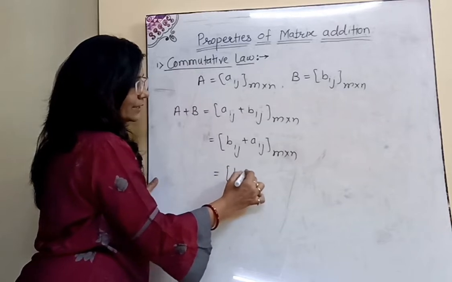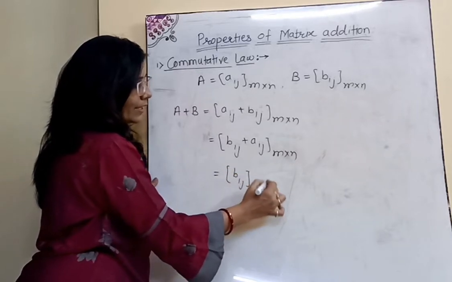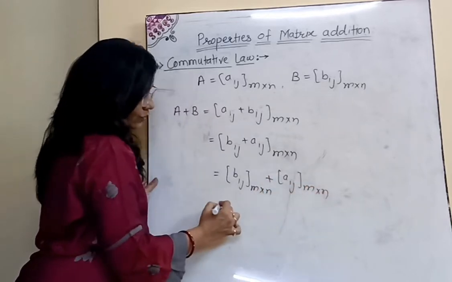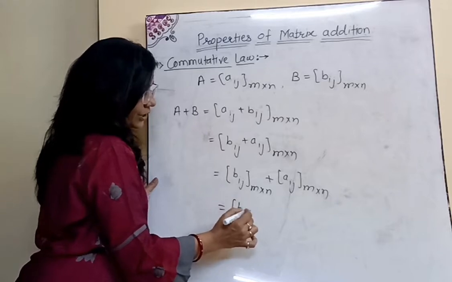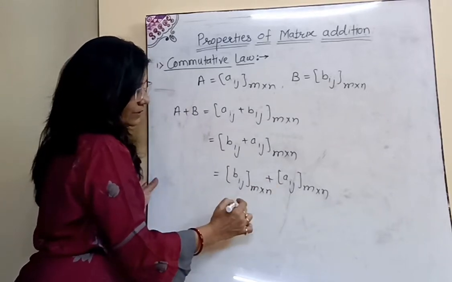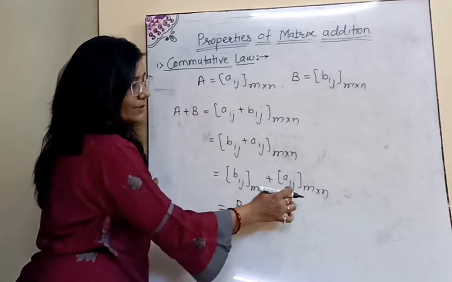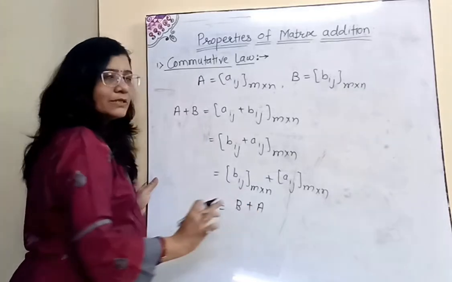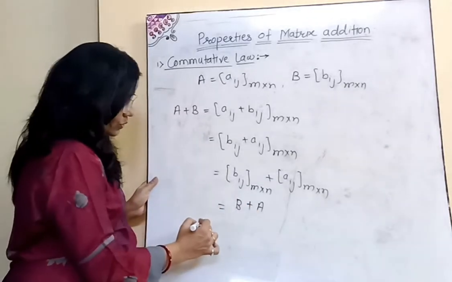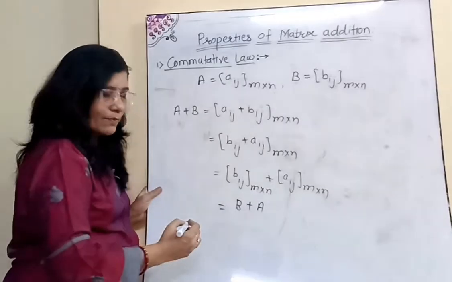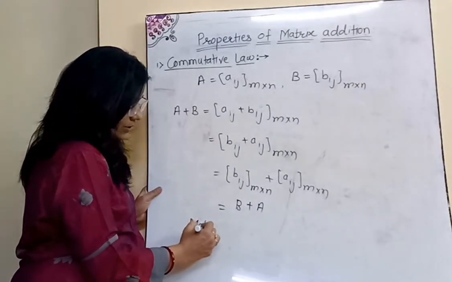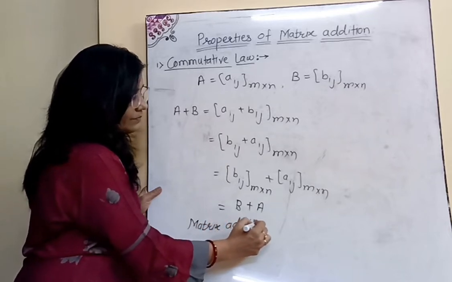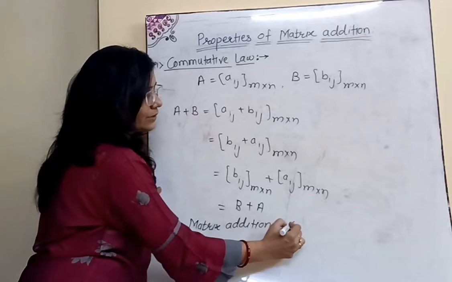You can write it as Bij having order m by n plus Aij having order m by n. Bij means this is B and this is A. So A plus B is equal to B plus A, and this is the commutative property. So matrix addition is commutative. You can take one example also.